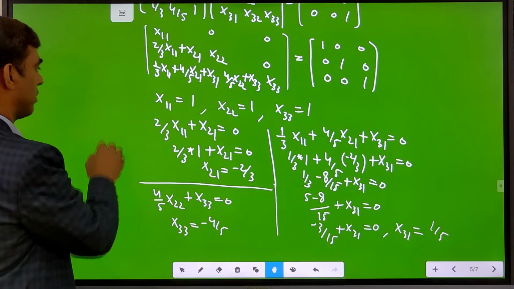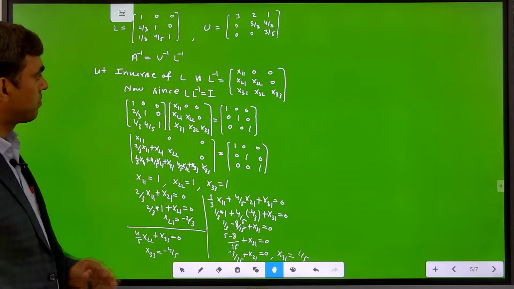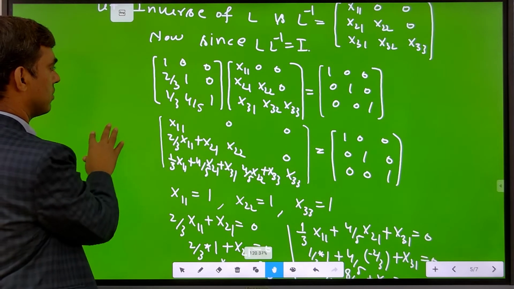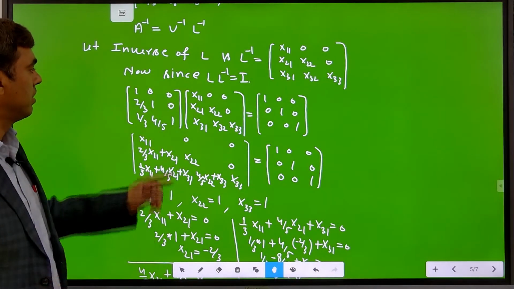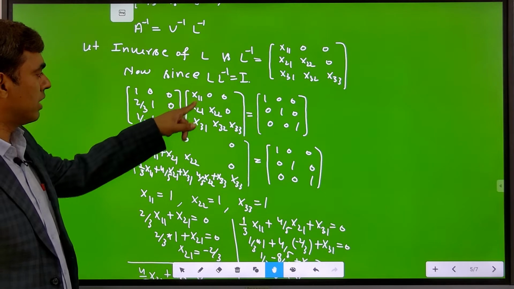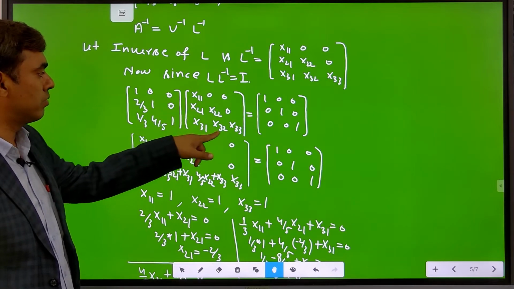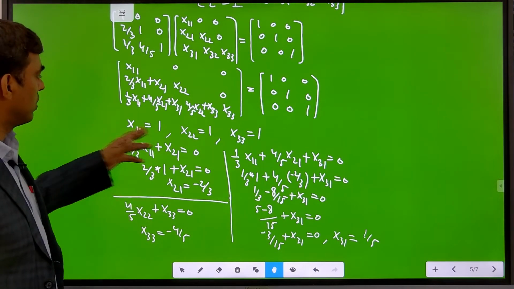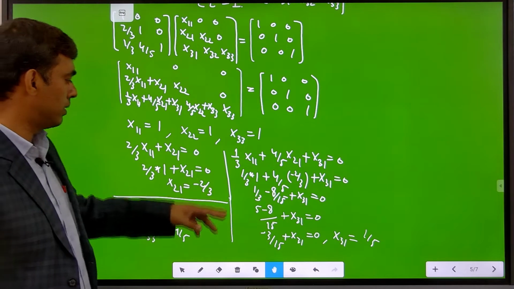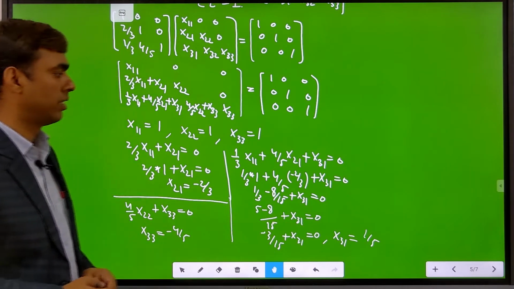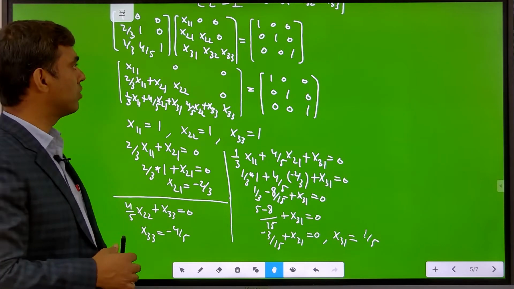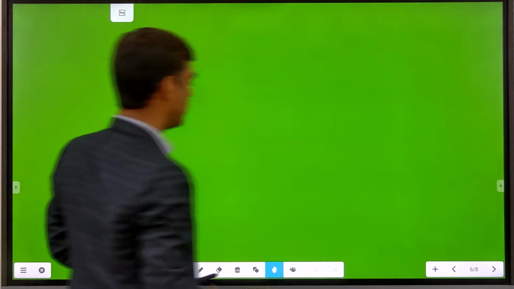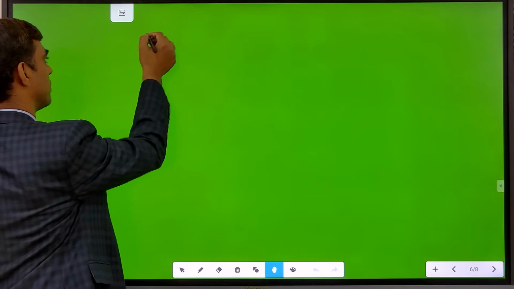So we are able to find all the values. Here, if we increase the size of this one, we are able to find x11, x21, x22, x31, x32, x33. So here we find all the values. Similarly, we are able to find the values of U inverse. How do we find the value of U inverse? We have the value of U.